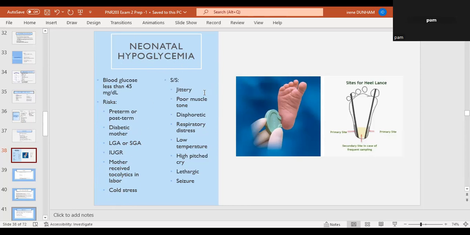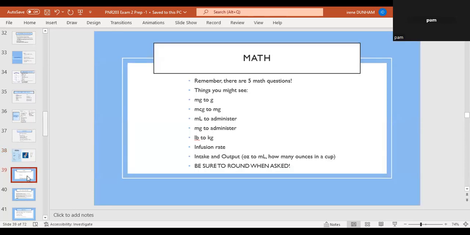Okay. And the signs and symptoms would be jittery, poor muscle tone. They get diaphoretic. They can have the big one, respiratory distress. They have a low temperature. Like I said, you don't want to cold stress that baby. A lot of times a high pitched cry, they can be lethargic, and they can even have a seizure from hypoglycemia. So you don't want that to happen. You're going to test that baby's blood glucose, and when it's less than 45 milligrams per deciliter, then you better initiate interventions.